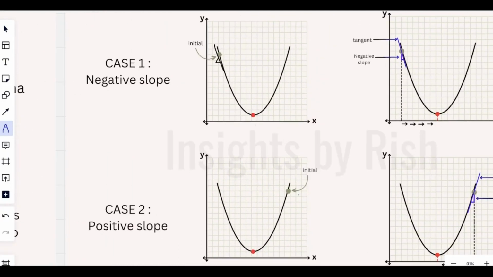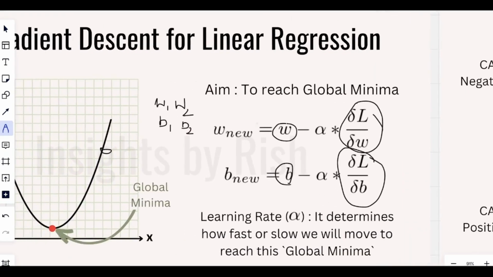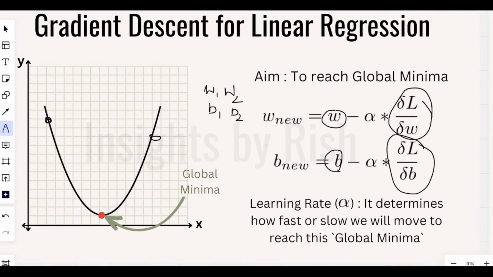So gradient descent is, in short, a strategy to optimize your weights and bias, to optimize your loss. Here you are optimizing your features, these weights and bias, in order to reach this global minima, which means you are trying to reduce the error and increase the accuracy of the model.